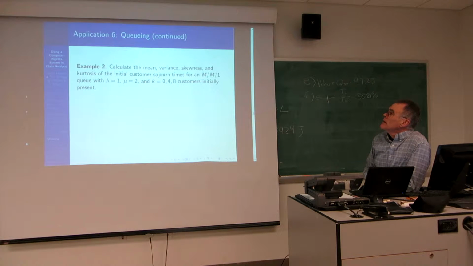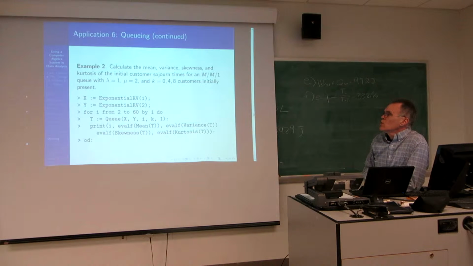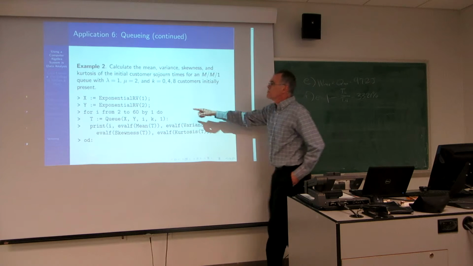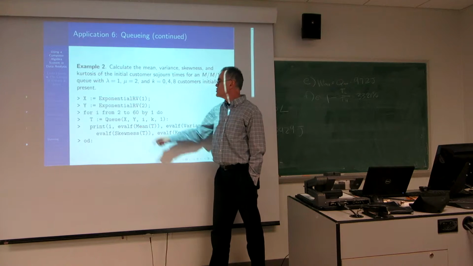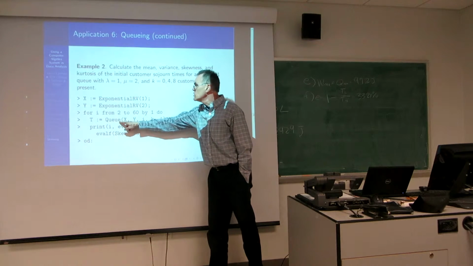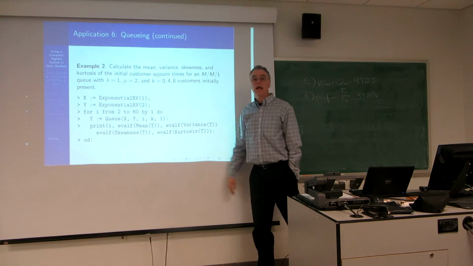The next example. Calculate the mean, variance, skewness, kurtosis of the initial customer sojourn times for an MM1Q with lambda equals 1. Notice we're now putting in numbers rather than symbols. Mu is equal to 2, and k equals 0, 4, or 8 customers initially present. And there's the code. It's not very interesting. X is exponential 1, Y is exponential 2. We're going to run from 2 all the way out to 60 customers. We're going to call Billy's Q routine and then print out the values.